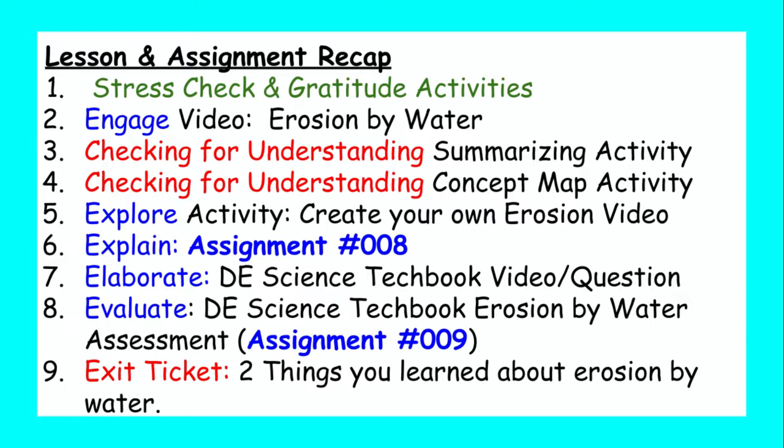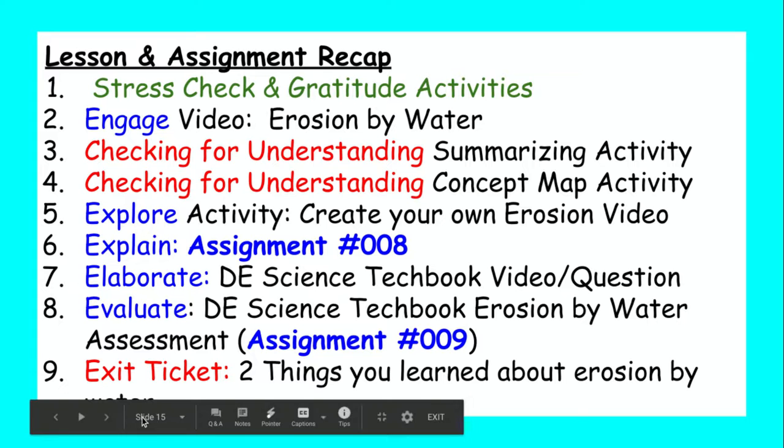Then we did the elaborate portion of the lesson. That was based on a DE Science Textbook video and question. Next, we did the evaluate portion of the lesson, which is an erosion by water assessment that's found in DE Science Textbook as well. When you complete this assessment, you'll go over to Google Classroom and click Submit. This will count as assignment number 009. Finally, in the lesson, we completed an exit ticket where you drew or you typed 2 things that you learned about erosion by water.